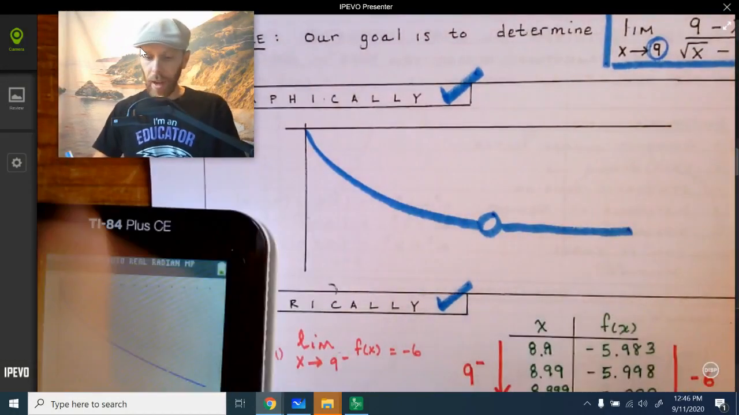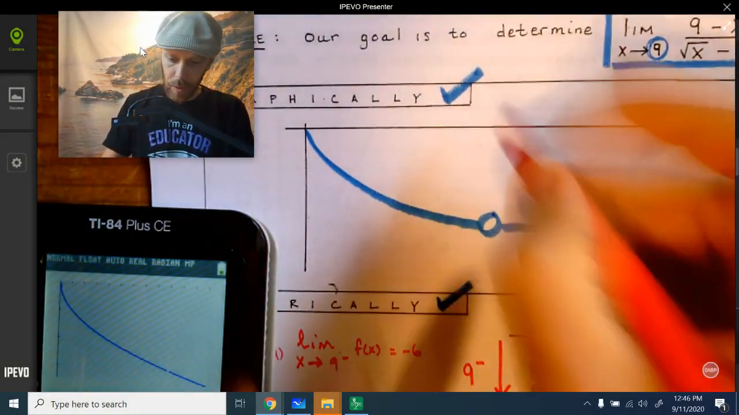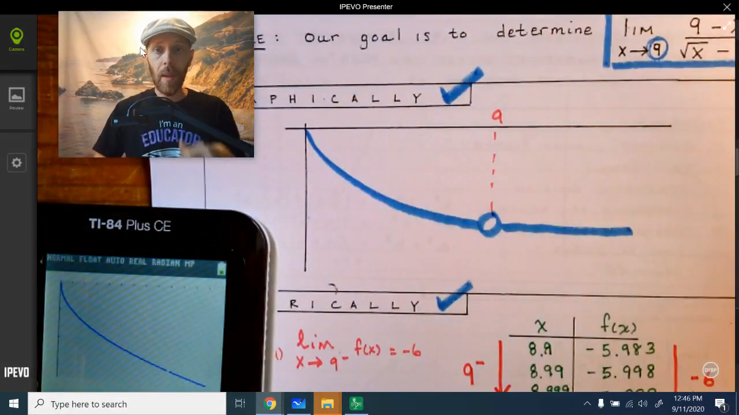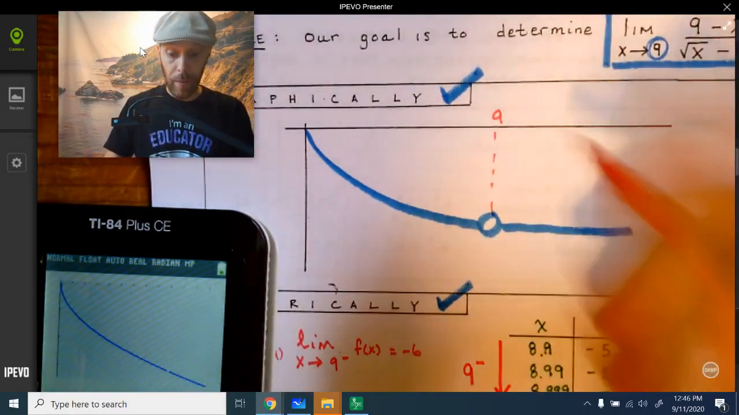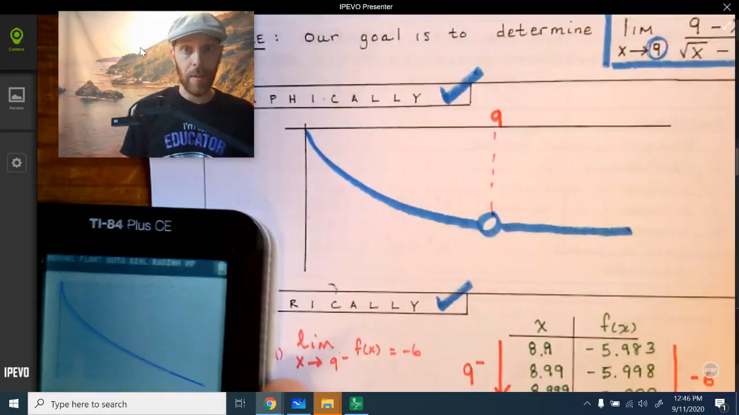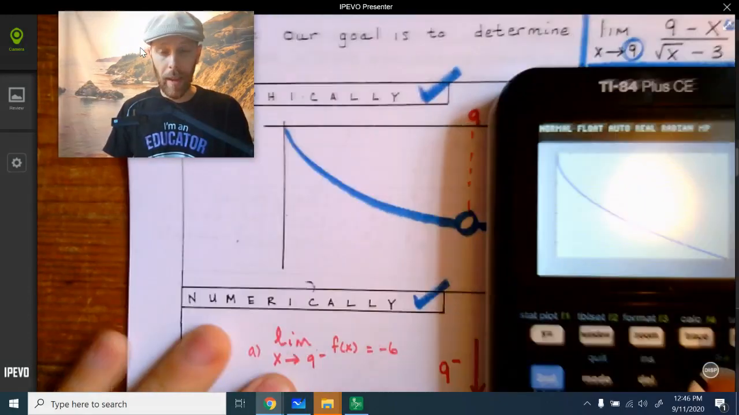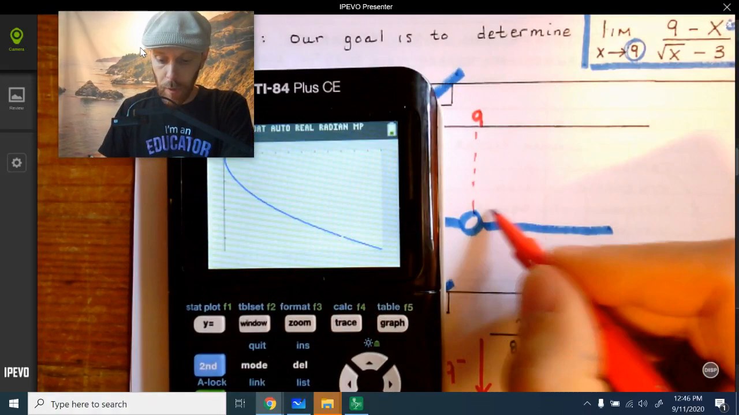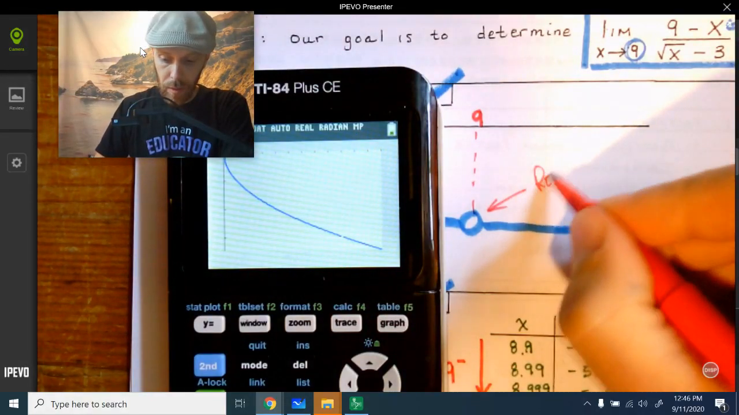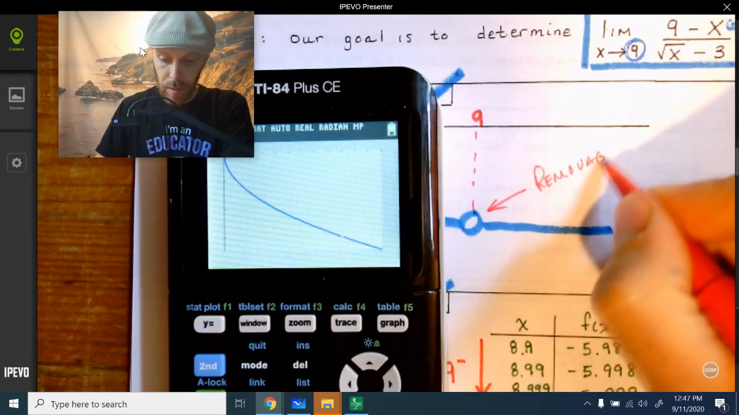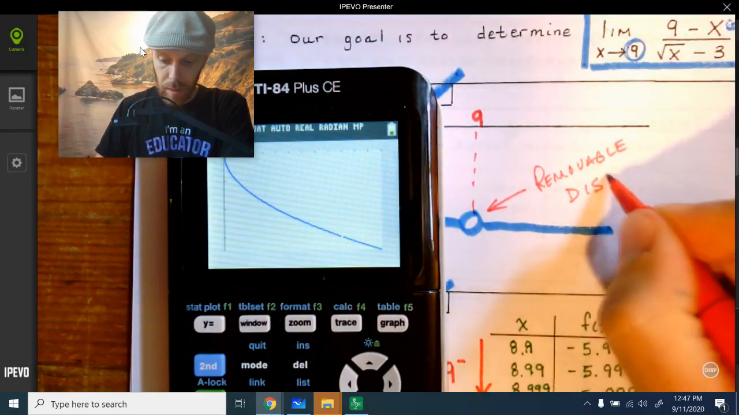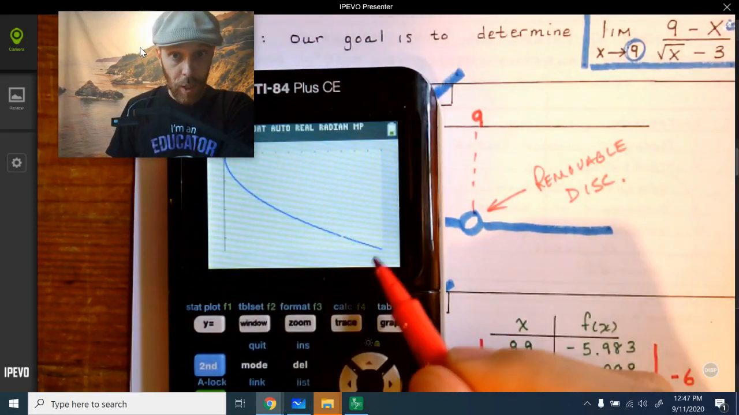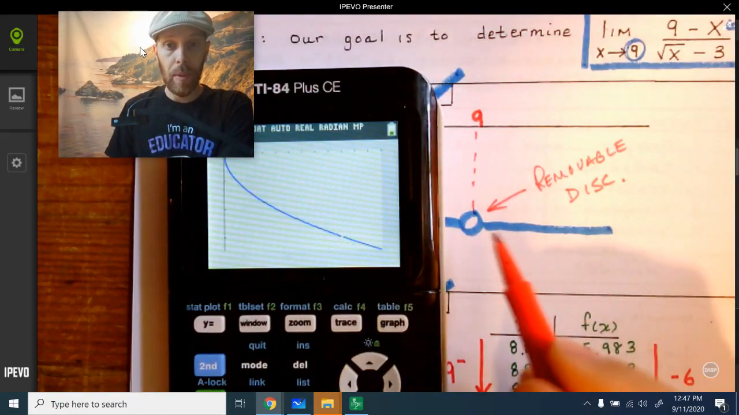Okay. Now we know that this value right here must be at 9, this hole, because we already plugged in 9 and found that the function is undefined there. So obviously it would not be able to graph a value. Quick note that your calculator does not put these removable discontinuities into its images. You have to know that that's supposed to be a hole.